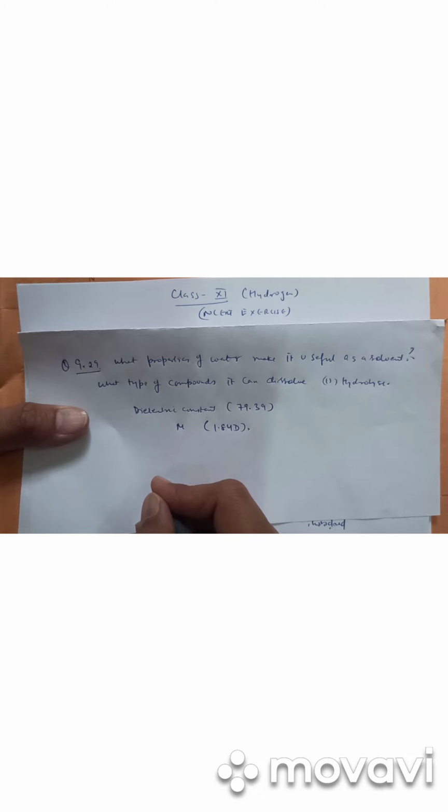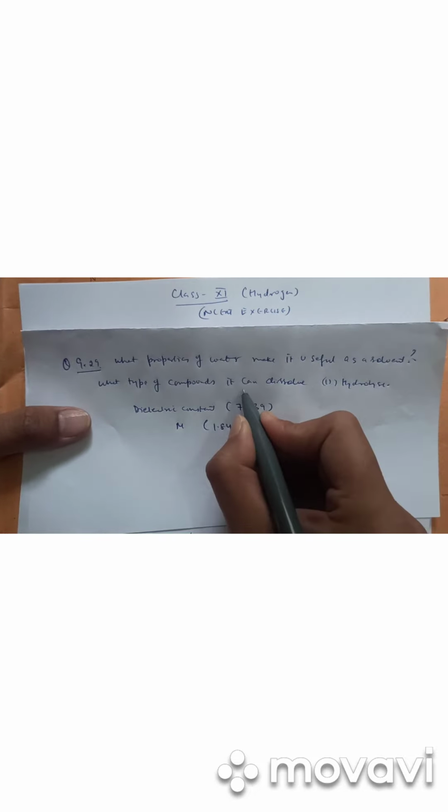Ionic compounds dissolve in water due to ion-dipole interaction. Water acts as a dipole, and the ionic compound is the ion. On the other hand, covalent compounds such as alcohols, urea, glucose, sugar get dissolved in water because of hydrogen bonding.